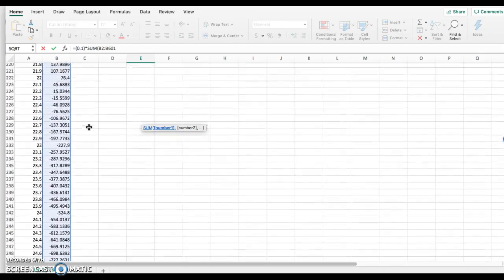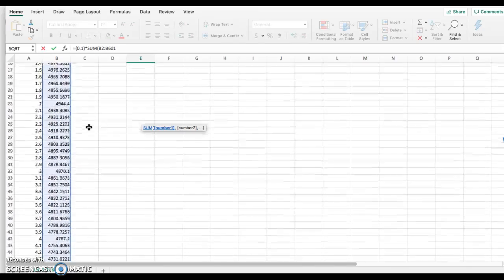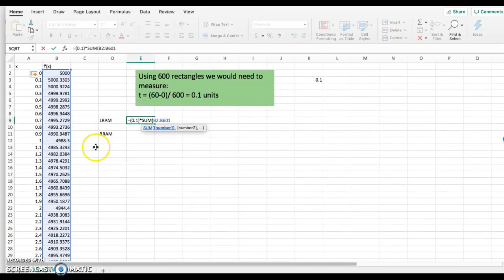So that was the 601st value from my table. And I'm going to close my parentheses here. So this will give me my LRAM. It's going to take my width, which is 0.1, times the sum of all of those lengths. The first length being 5,000, the second length being this, and obviously we're not going to draw 600 rectangles.